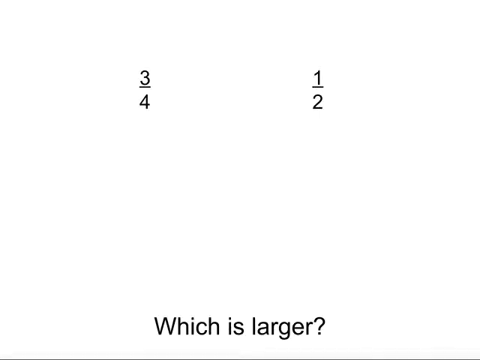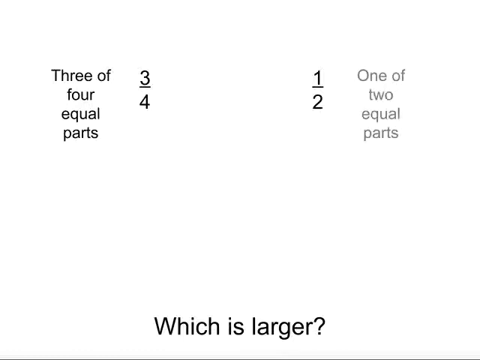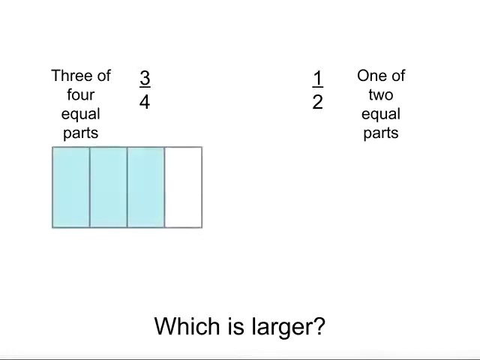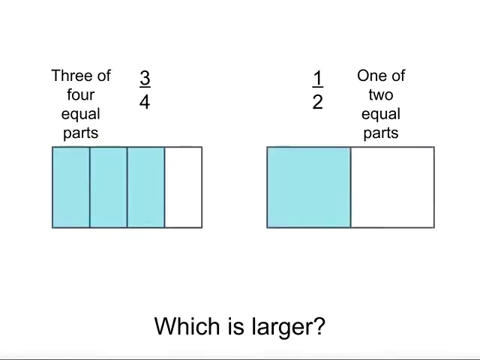Here we have 3/4 and 1/2, which is larger? 3/4 is 3 of 4 equal parts, and 1/2 is 1 of 2 equal parts. 3/4 as a picture looks like this, and 1/2 looks like this. We can now see which is larger, but we'll use equivalent fractions to be certain. One is 4 equal parts and the other is 2.